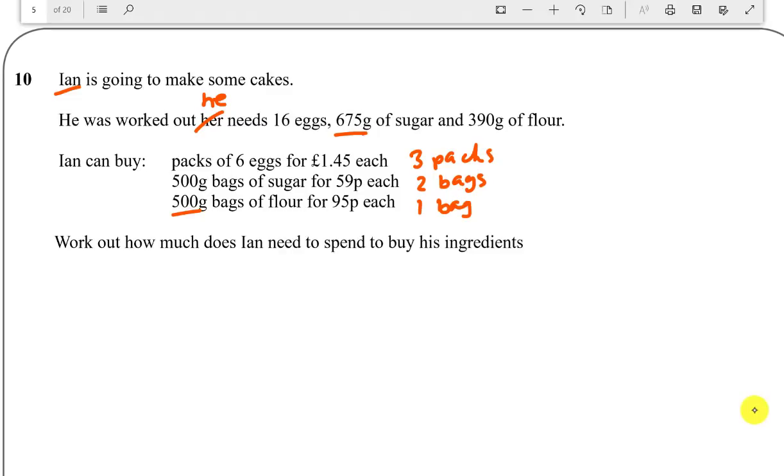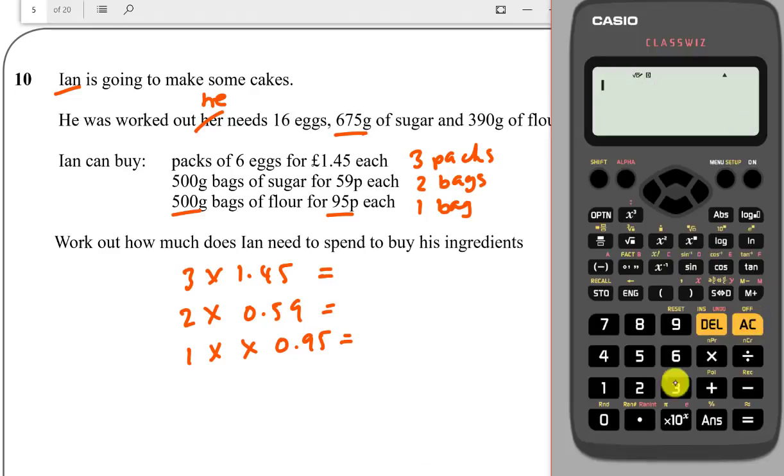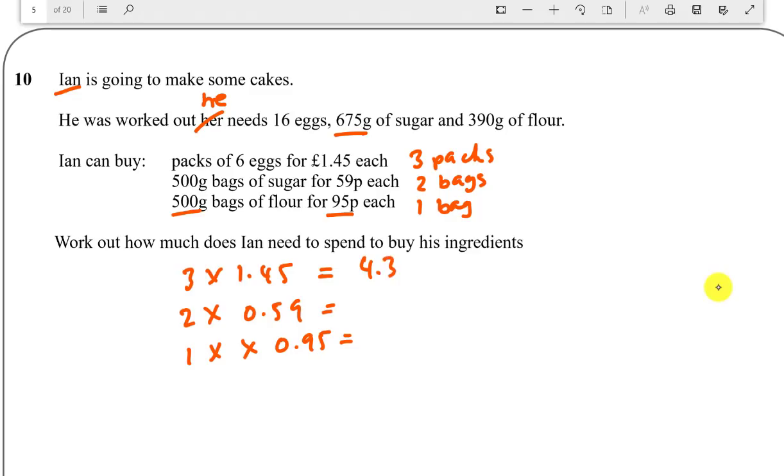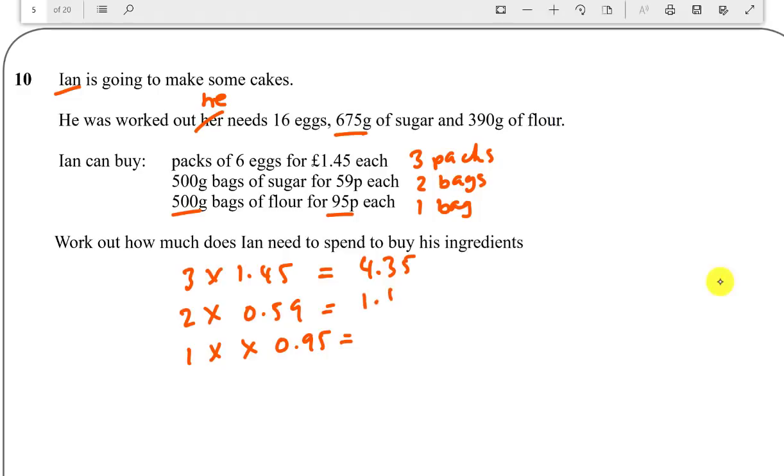Okay, now we need to work out what the price is. So 3 packs at £1.45 each, so 3 times 1.45 gives us £4.35. And then 2 bags of sugar at 59p each, so 2 times 0.59 gives us £1.18. And then just one bag of flour, so 1 times 0.95, 95 pence.